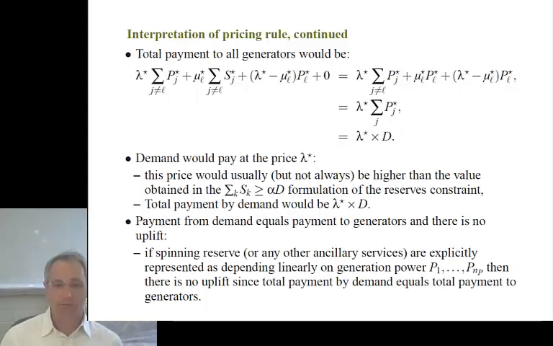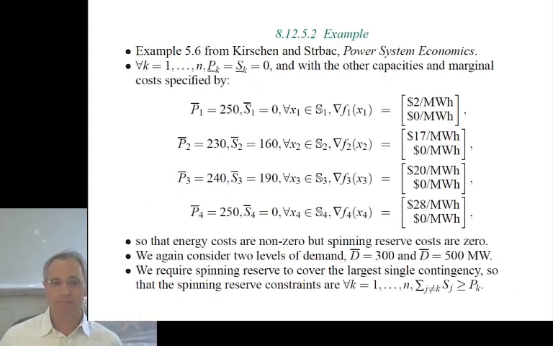And as a general observation, we'll formalize this in a moment, if spinning reserve, or for that matter any other ancillary services or any other system constraint, is explicitly represented as depending linearly on the generation power, then there's no uplift, since the total payment by demand equals the total payment to the generators.